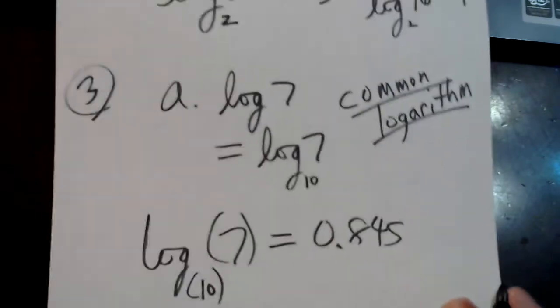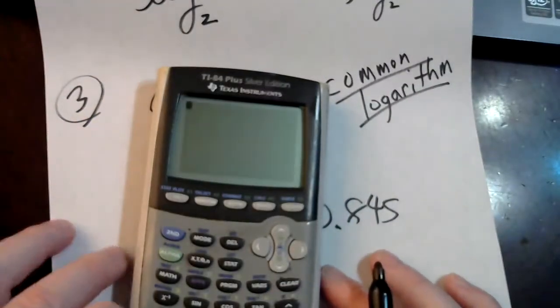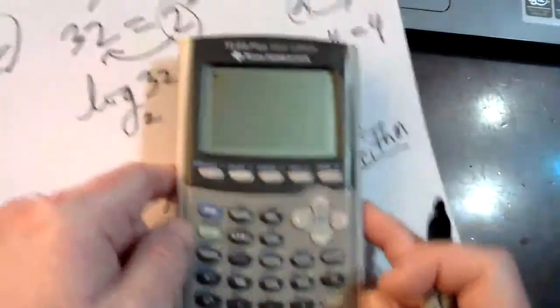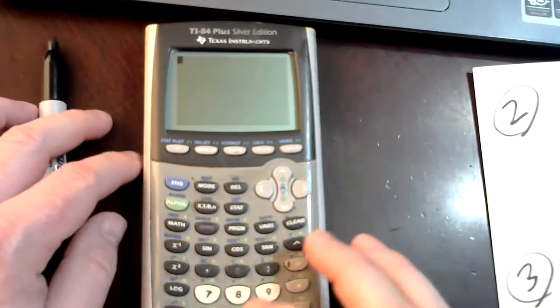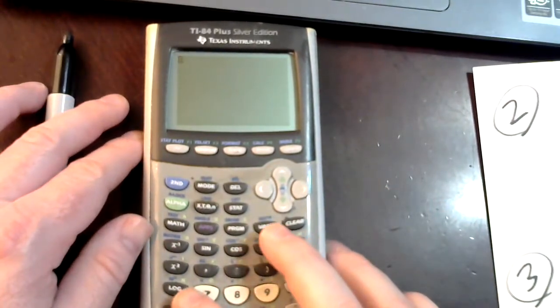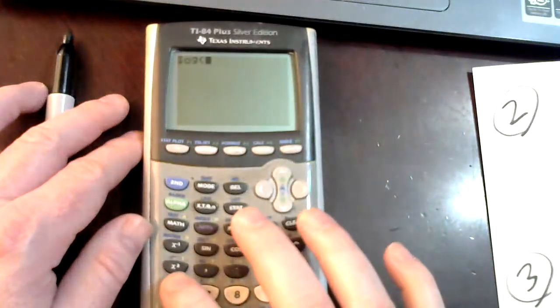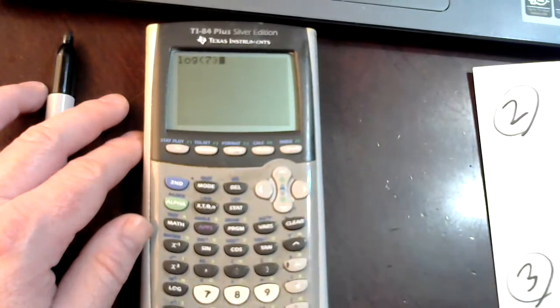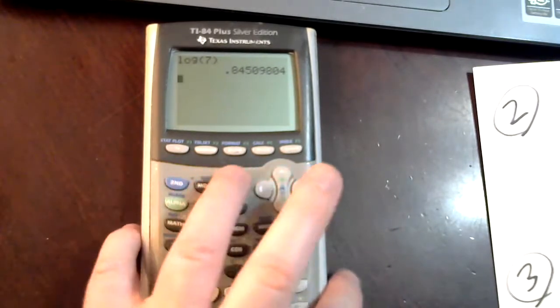So just quickly on the other calculator too, it's almost just as easy. This one's a little easier to see. Now notice on the Inspire you can change the base to whatever you want. On this one you are only allowed to use base 10 or base E. So there's your log key right there, you can see on the left hand side. So you just have to hit log 7, close the parentheses, enter. So there's your 0.845. I think most of you have that calculator. So that is the common logarithm of 7.